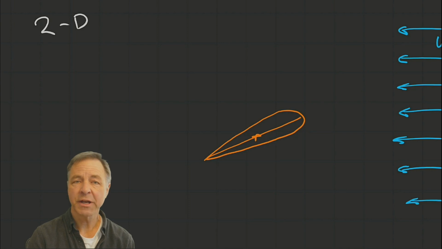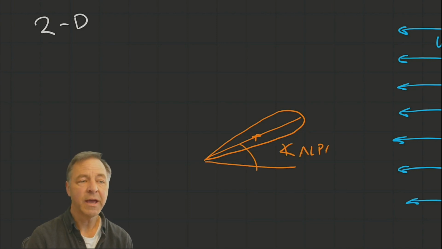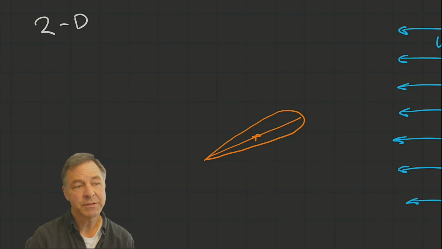Take the same cross-section and tilt it at an angle. The angle is referred to as alpha, or the angle of attack, frequently. And that's typically 0 to 20 degrees for a real wing. And let's look at what happens if we do an ideal flow around that.